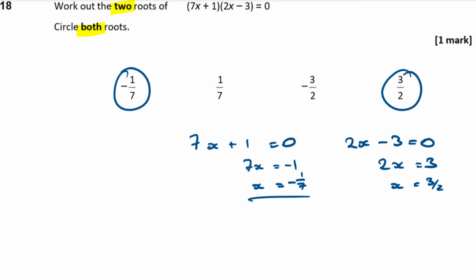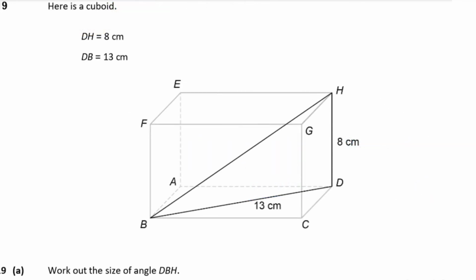Okay, we are done. Question 19. Here is a cuboid. We're told that DH is equal to 8 centimeters. That's already marked on the diagram. DH is here, look.